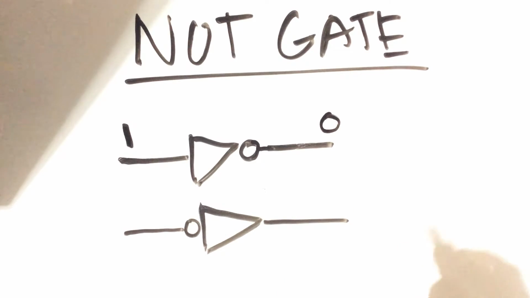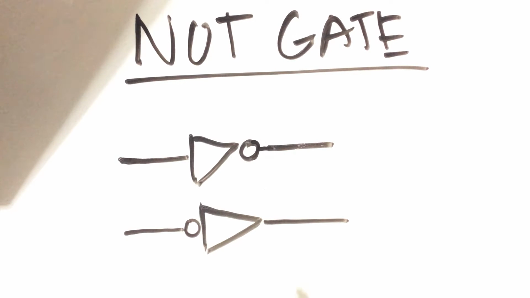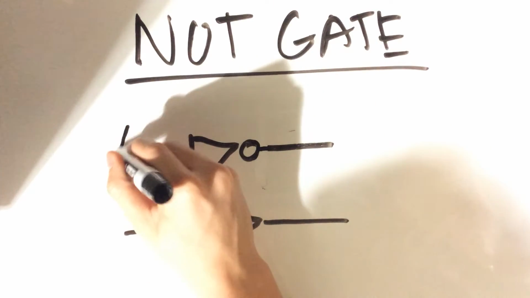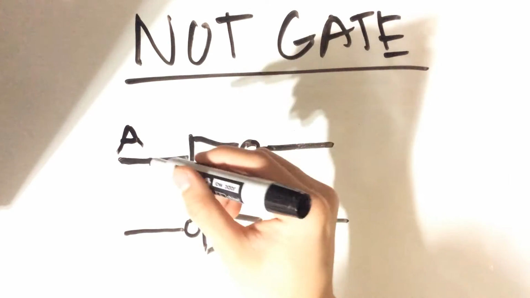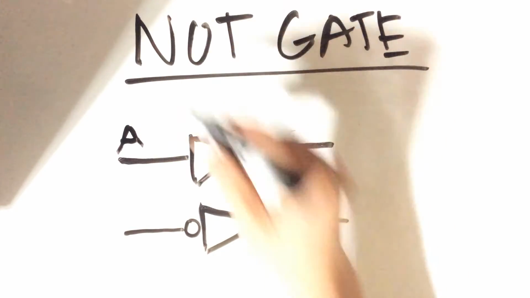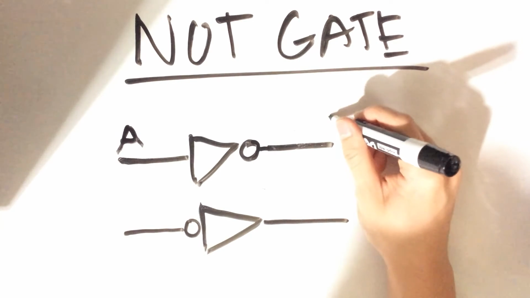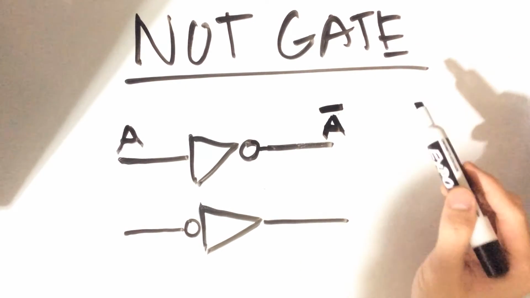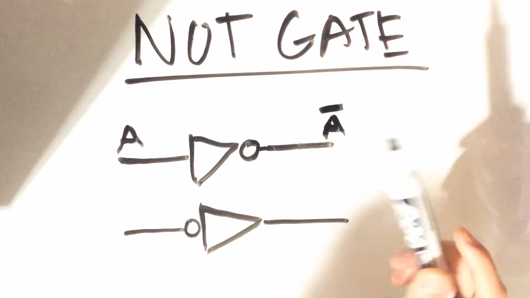Now, usually when people draw these things, they don't write the number value or the input values over there. Instead, we represent it with variables or letters. So if I had an input of A, I would get an output of not A, hence NOT gate. And the way we write that in digital logic is a bar. This bar right here represents NOT. So if A comes in, we're going to get NOT A.